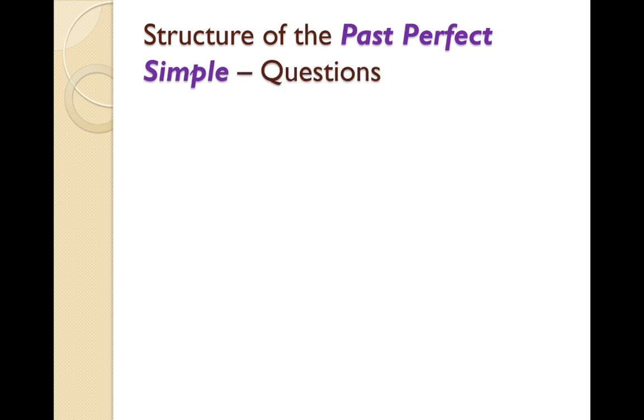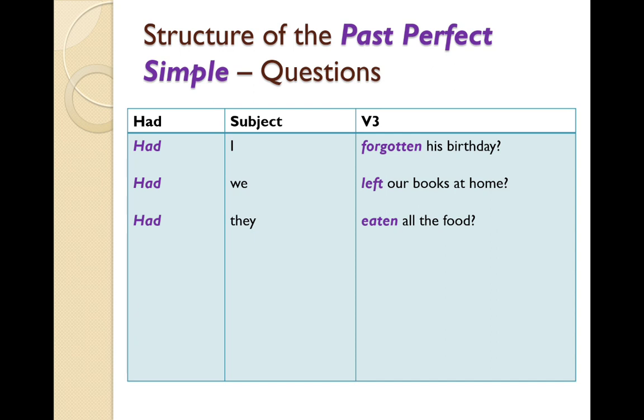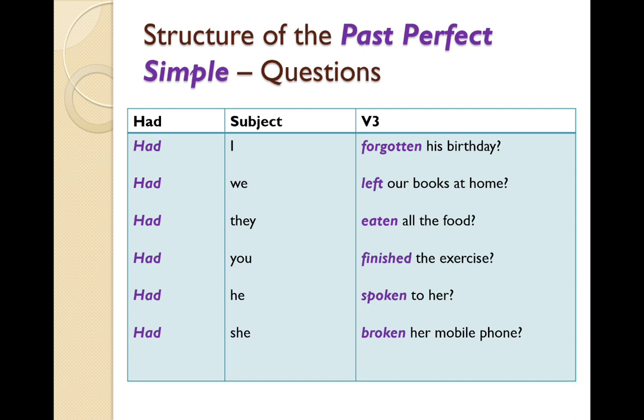Now let's look at questions. So for the questions we start with had and then the subject and then verb 3. Had I forgotten his birthday? Had we left our books at home? Had they eaten all the food? Had you finished the exercise? Had he spoken to her? Had she broken her mobile phone? Had it escaped from the zoo?